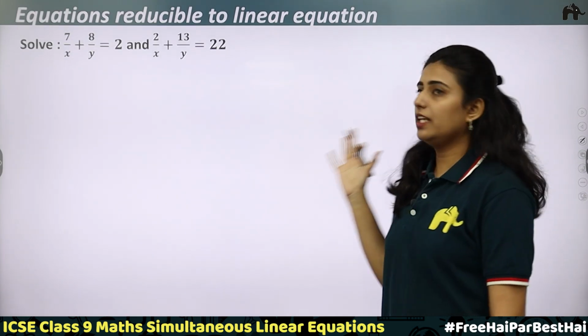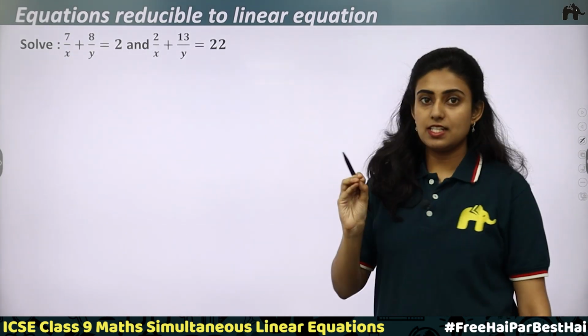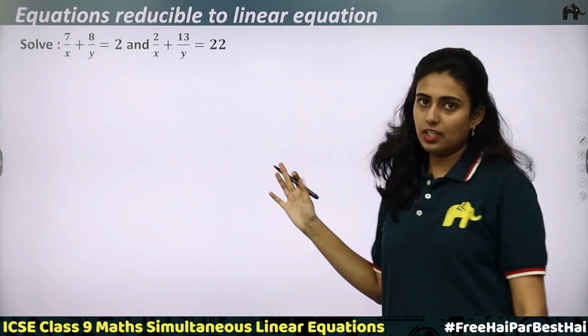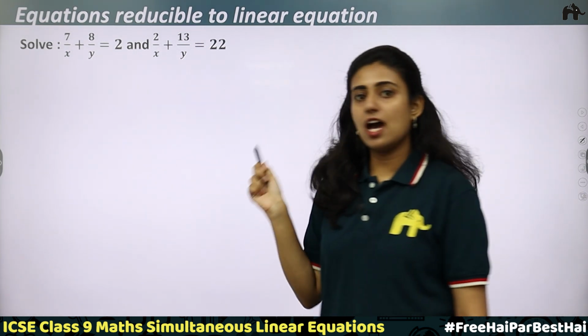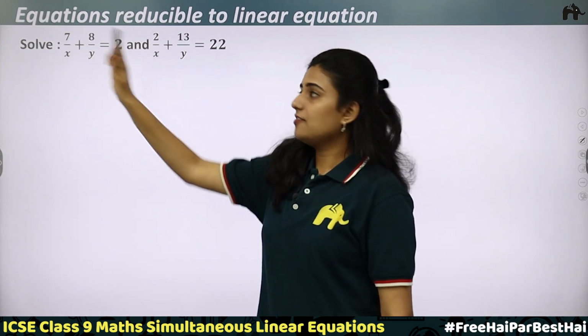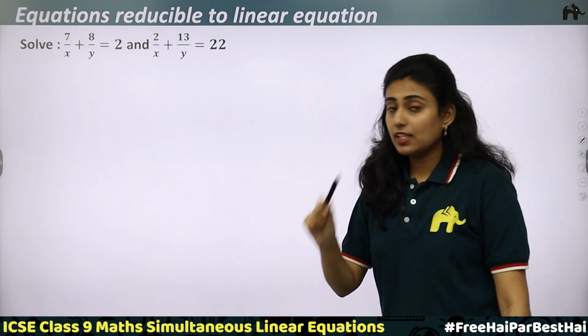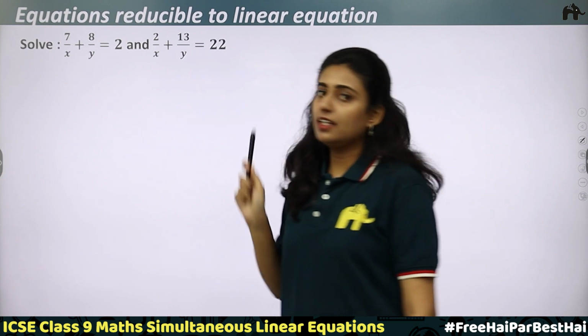Equation reducible to linear equations. With this example, we'll understand how to reduce an equation into a linear equation. Both of these expressions are equations. You can see an equal to sign, left hand side is equal to right hand side. But we can see that the variables are in the denominator.